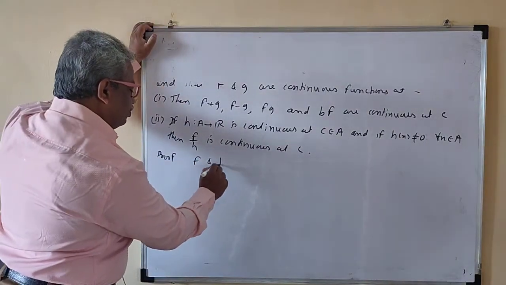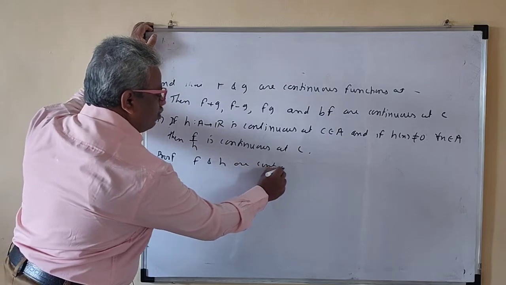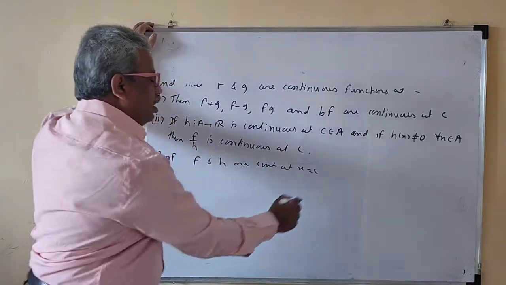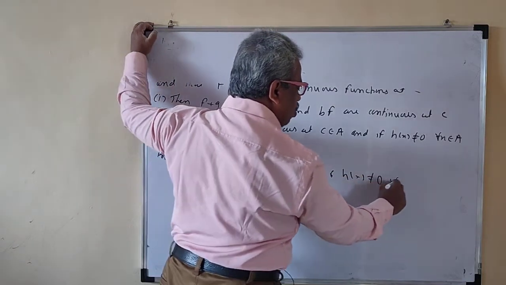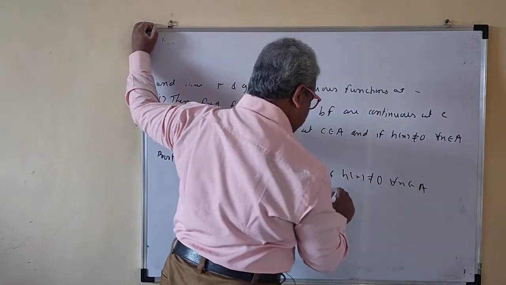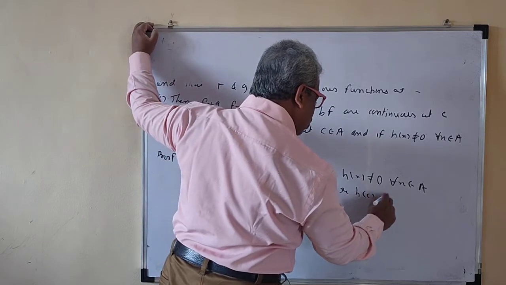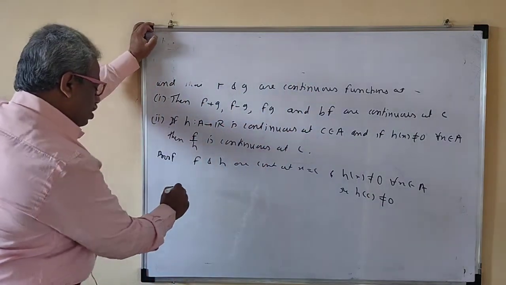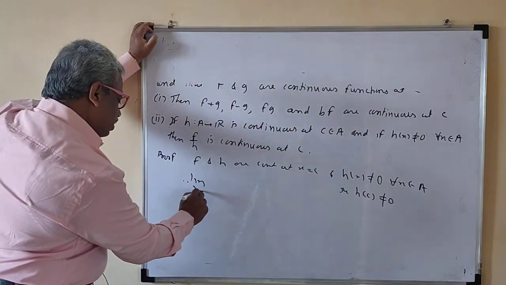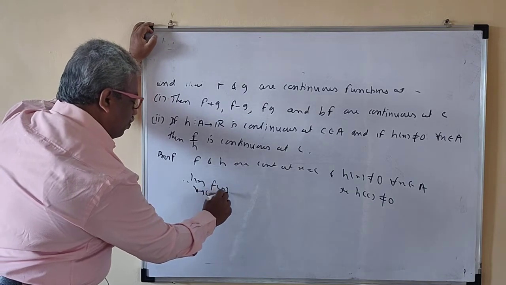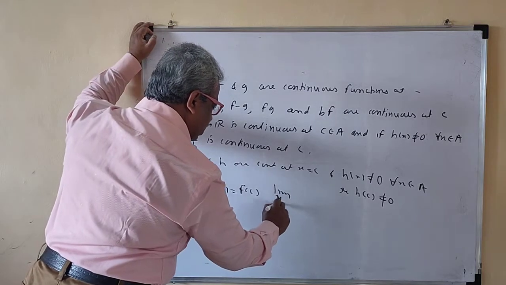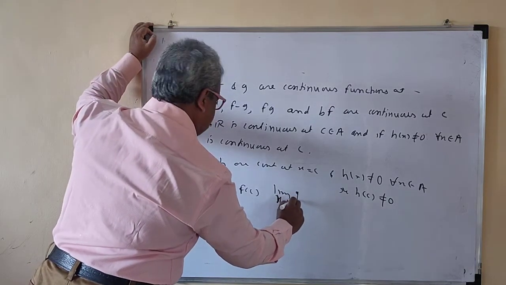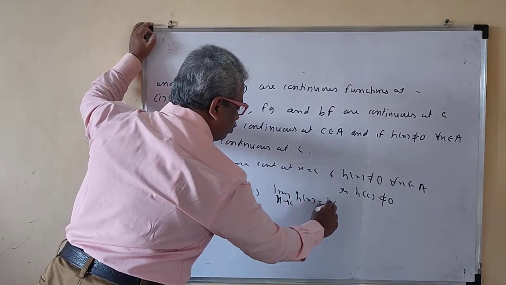f and h are continuous at x = c, and h(x) is not equal to 0 for all x belonging to A. So that means h(c) is not equal to 0. Therefore the limit as x tends to c of f(x) is equal to f(c), and the limit of h(x) is h(c).